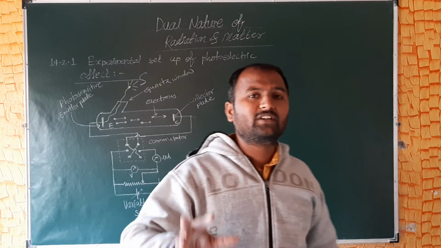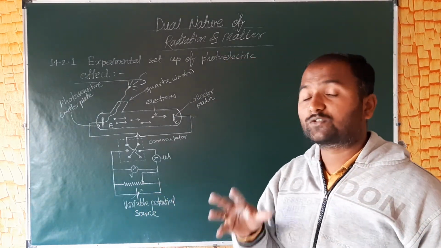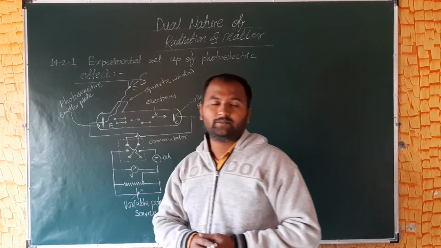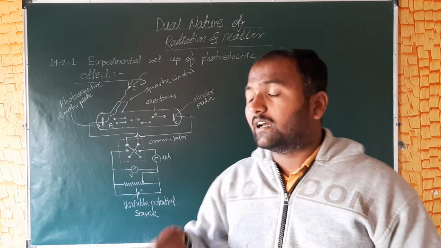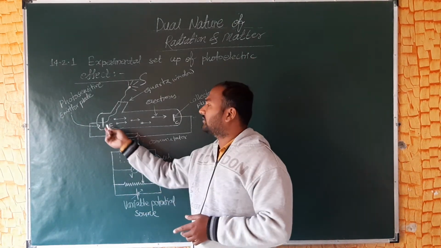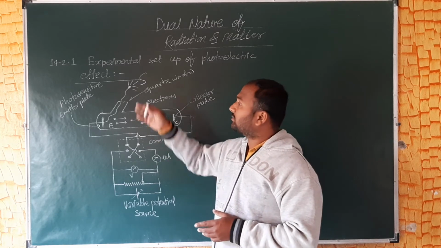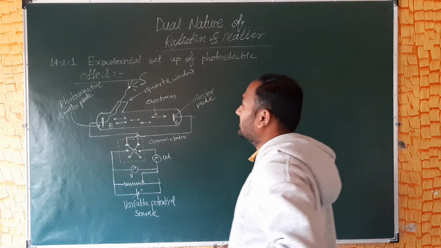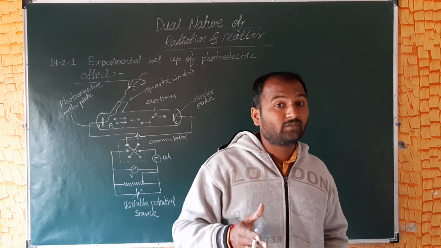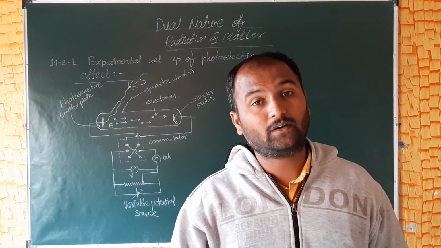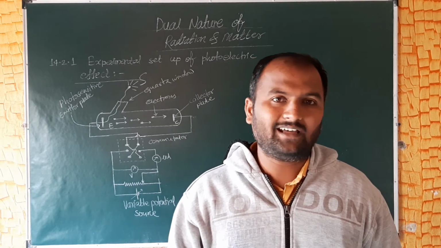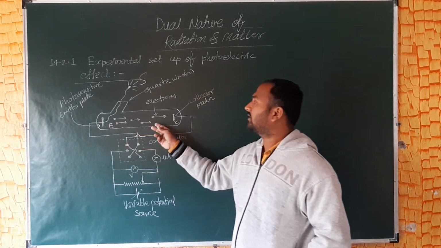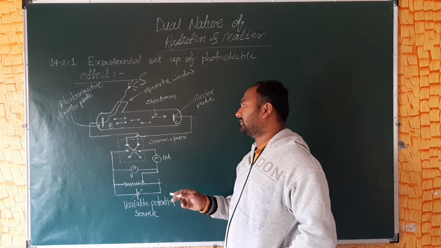Whenever radiations of suitable frequency from the source are incident on that emitter plate, a number of electrons are ejected from the plate. The electrons that are ejected are collected by the collector plate.